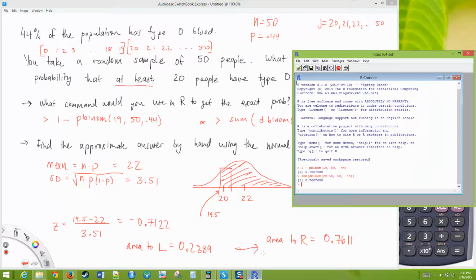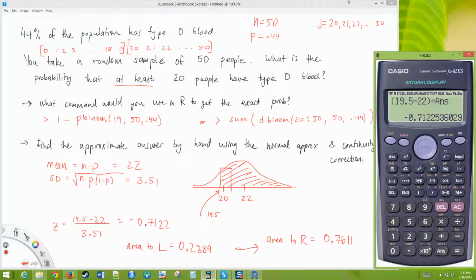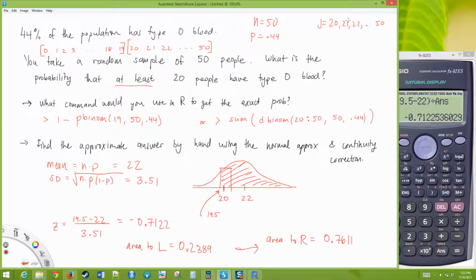And I think that's very close to what R spits out. R spit out 0.7607, and we're getting 0.7611. So off by only 3 thousandths-ish or something like that. Maybe off by a tiny bit more because of rounding, but okay.